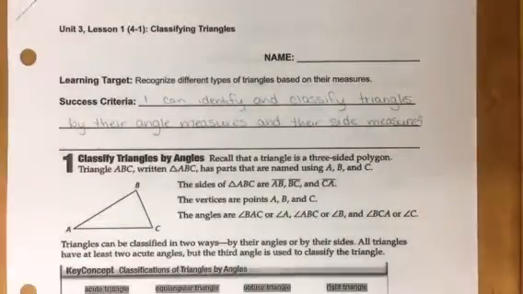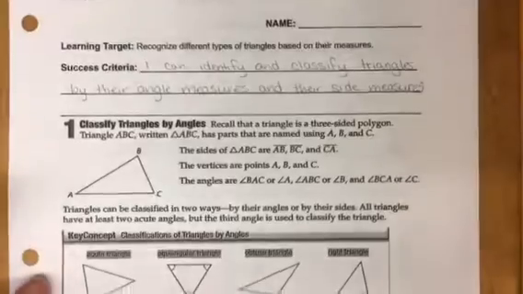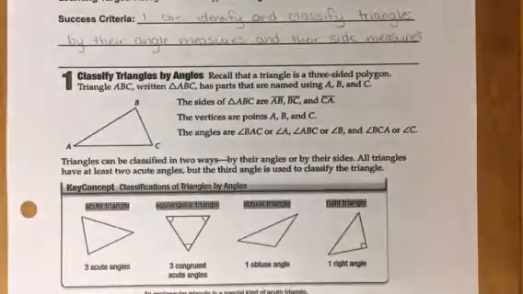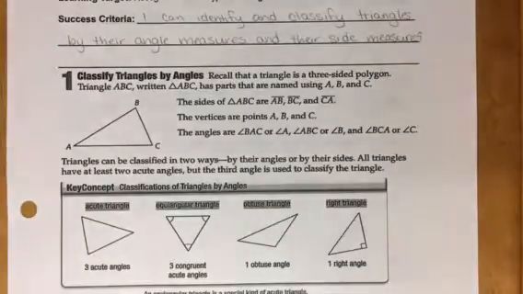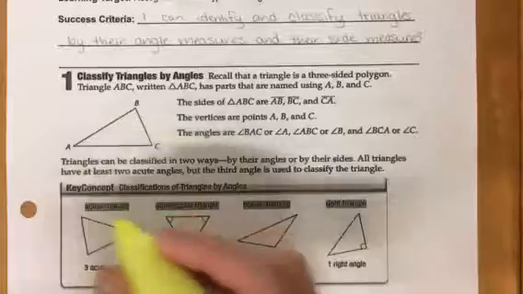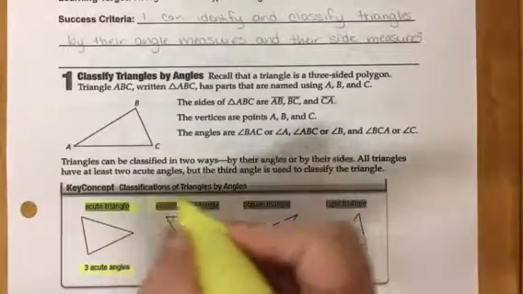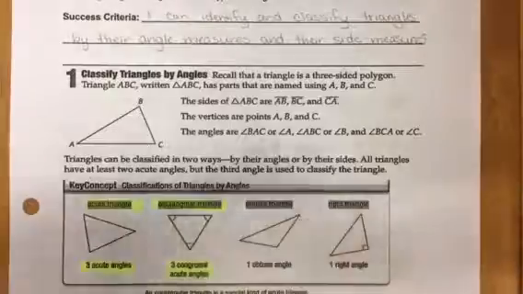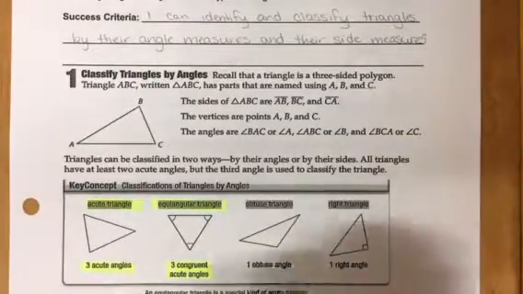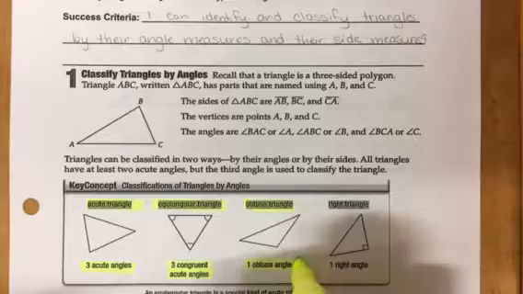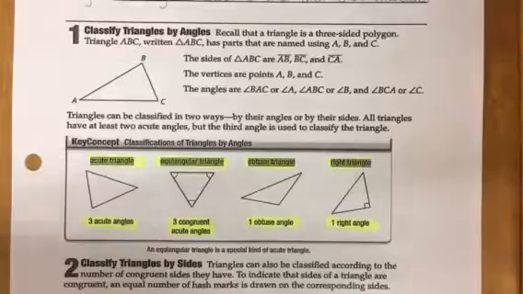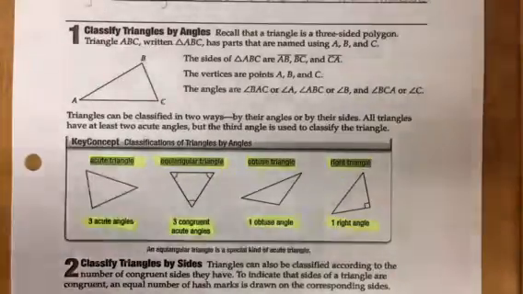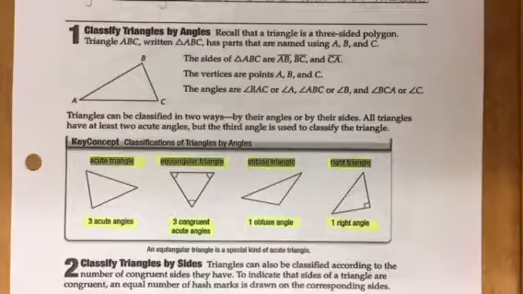Okay, so we have our basic triangles for angles here. An acute triangle has 3 acute angles. An equiangular triangle has 3 congruent acute angles. So congruent means equal, all those are the same. And the obtuse triangle has 1 obtuse angle. And of course a right triangle has 1 right angle. And they note here an equiangular triangle is a special type of acute triangle. So it is still acute, all 3 angles are acute, but they are all exactly the same.